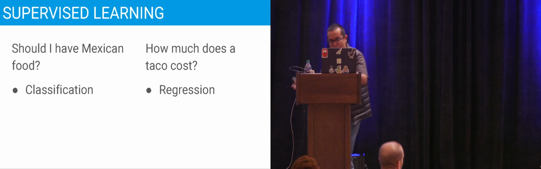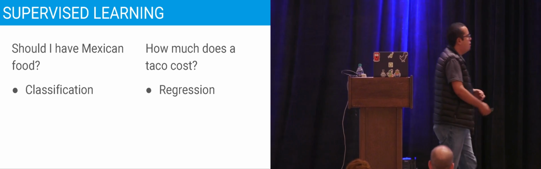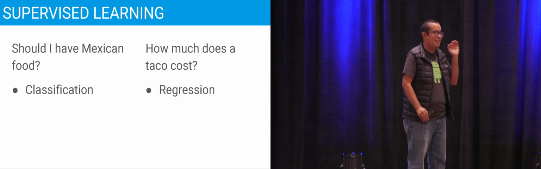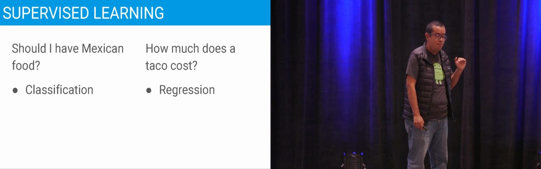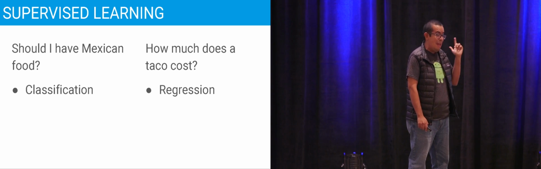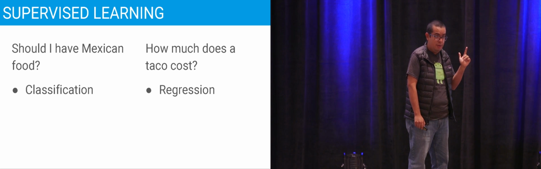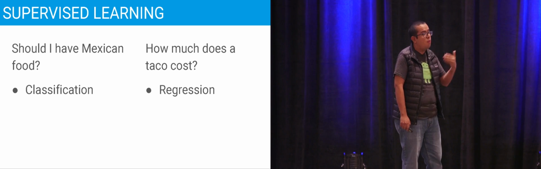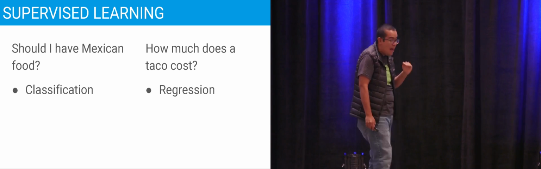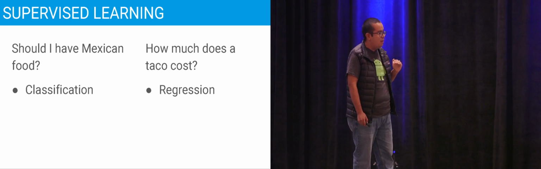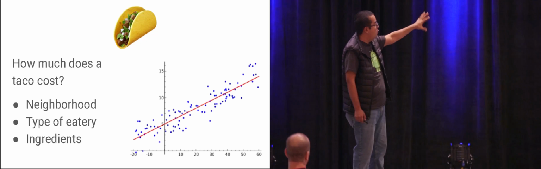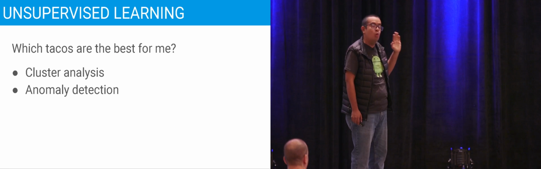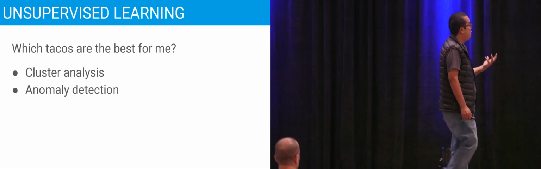There are many other ways to approach this problem, but the important thing that I would like everyone to understand here is that this is one of the basic approaches to machine learning, and it's called supervised learning. In this case, we are labeling the data because we already have labels. It might be the case that we don't have labels at all, but we have the data. Like, we have the neighborhood, type of eatery, and ingredients, but we don't have the final price of the taco. In that case, that's called unsupervised learning because we don't have the labels.